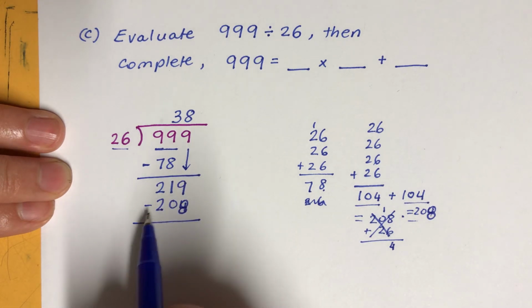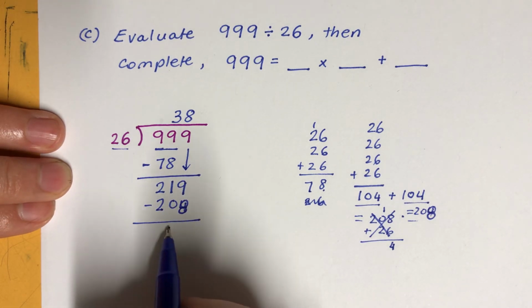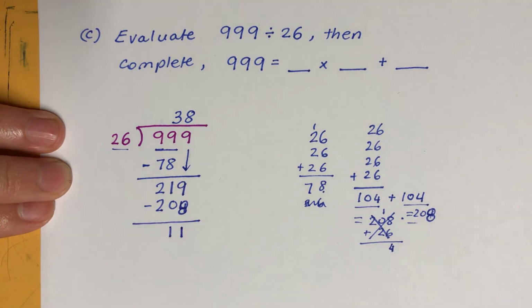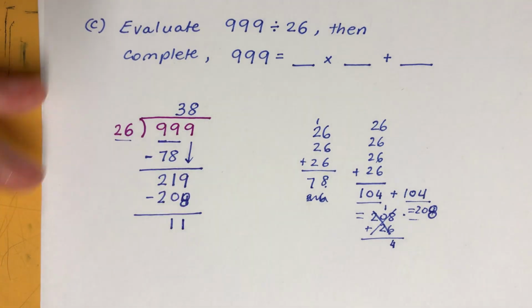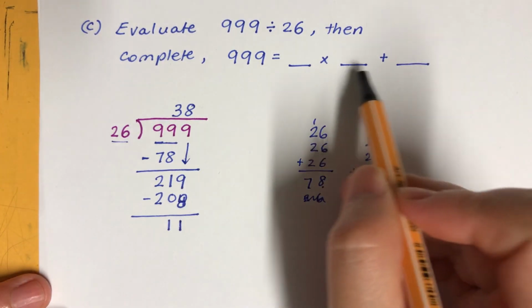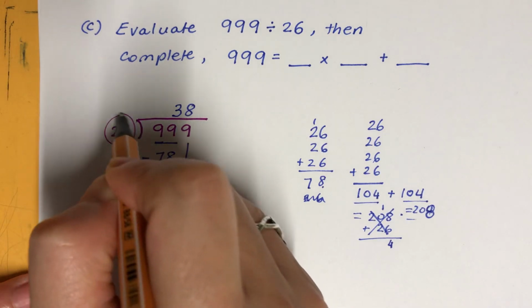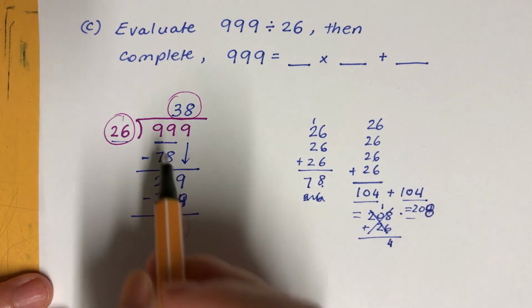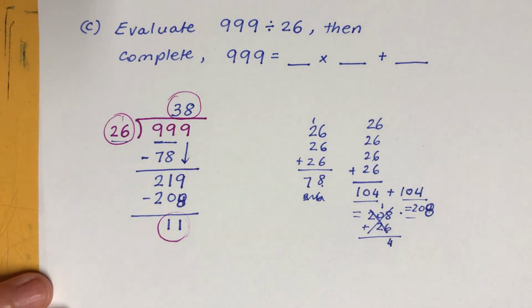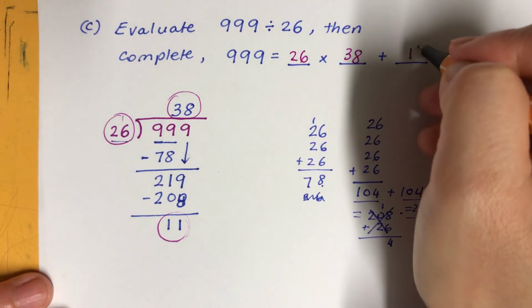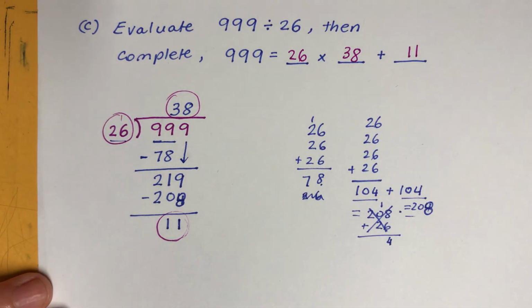So when you do 219 take away 208, you will get 11. Now, 26 can't go into 11 because 11 is too small. So that will be our remainder. So now we've solved the question. We need to put it into this form. Okay, it means 26 times 38 plus 11 will equal 999. So I'm going to do that. 26 times 38 plus 11 will give me 999.